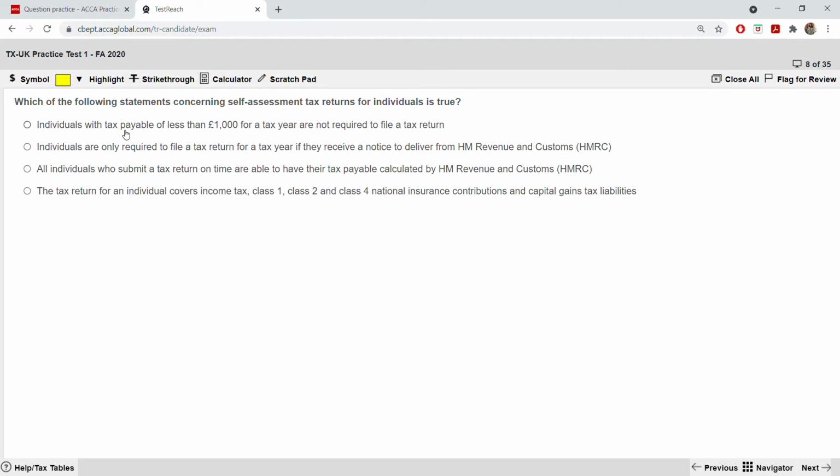Individuals with tax payable of less than 1,000 are not required to file a tax return. Individuals are only required to file a tax return if they receive a notice to deliver from HMRC. All individuals who submit a tax return at the time are able to have their tax payable calculated by HMRC. The tax return for an individual covers income tax, class 1, class 2, class 4 NICs and capital gains tax liabilities. So this is the true statement. Next.